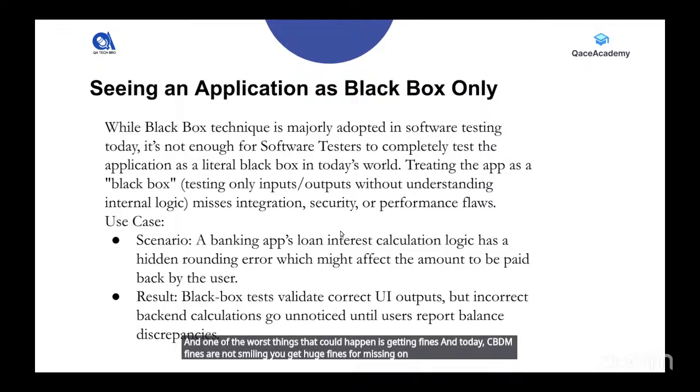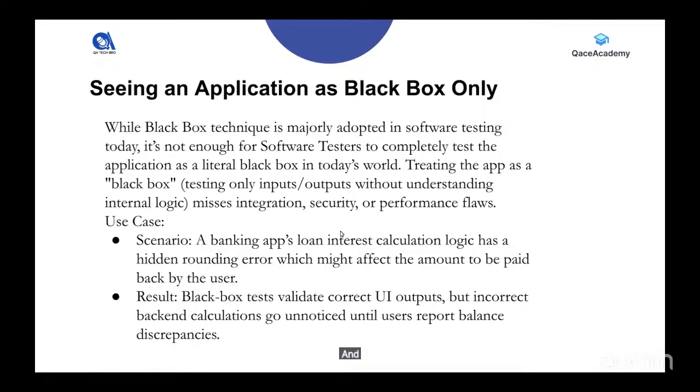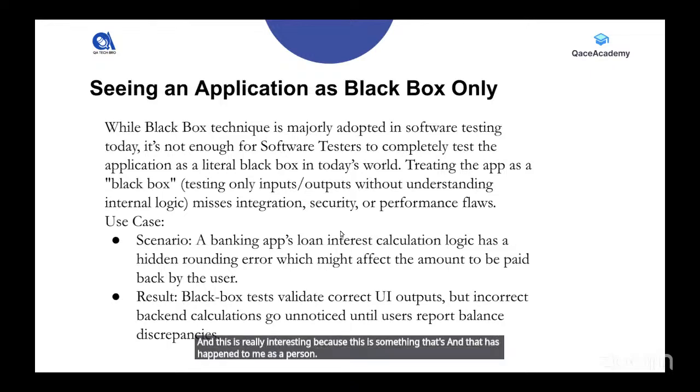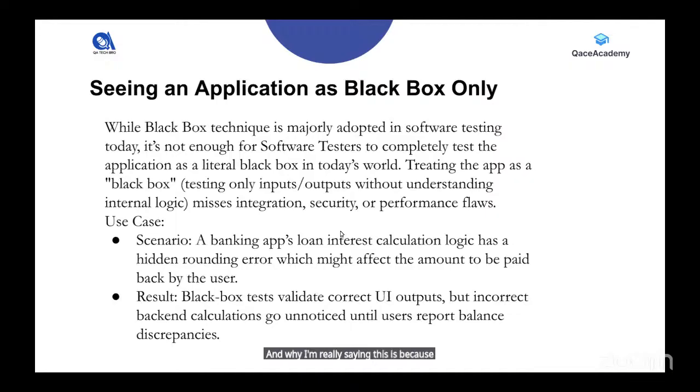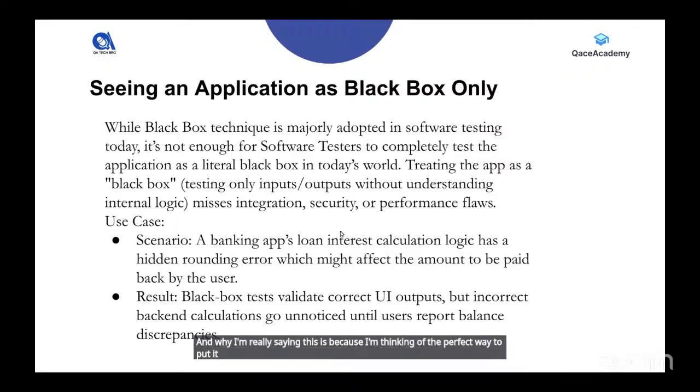Another example here is seeing an application as black box only. And this is really interesting because it has happened to me as a person. Sometimes when it happens, it makes it look like, what have we been testing?